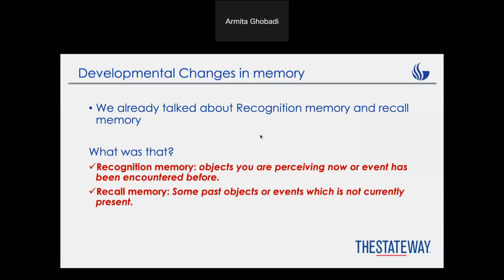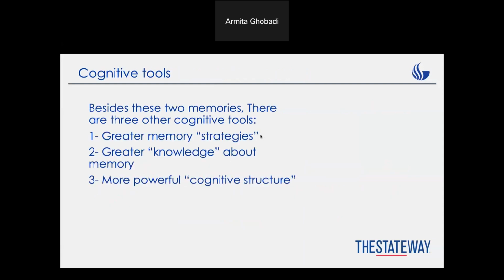But in recall memory, you don't have any cues in front of you. For example, some sort of memory test which asks you without any cues, like an open-ended question. Yes, you read them before, but you don't have any cue right in front of you except the questions. So this is the difference. In recognition memory, you can see the answer in front of you because you are perceiving now based on events that happened before. But in recall memory, there is no cue in front of you.